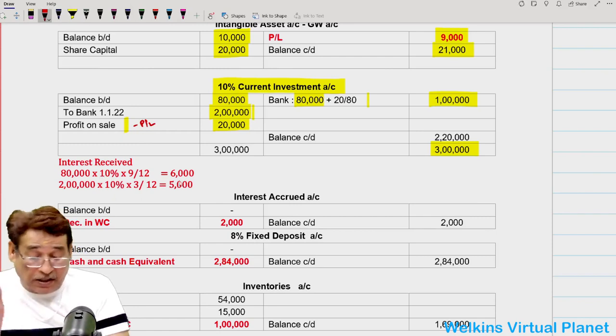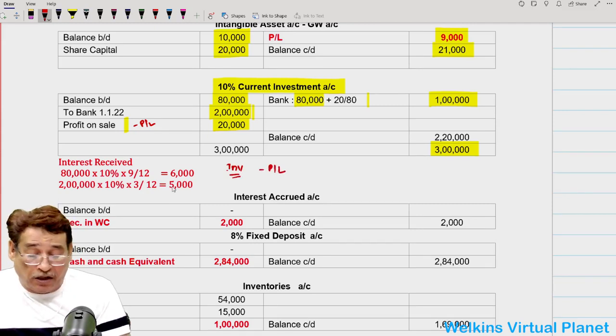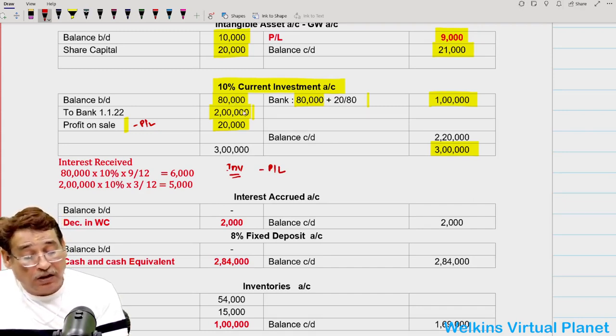And then interest. You will have to compute the interest. Now, this is a case of interest received. Interest received is always considered as part of investing activity. First of all, it will be treated as investing activity and it will be subtracted from P&L later on, considered as non-trading income. You had 80,000 worth of investment in the beginning. So 80,000 into 10%. Just wait, let me see. So 80,000 into 10% into 9/12. That is equal to how much?